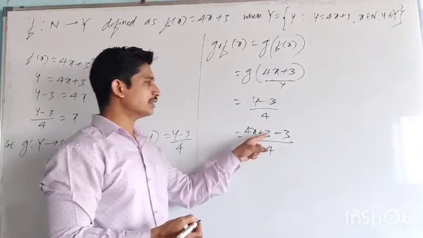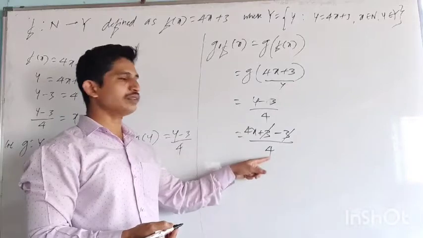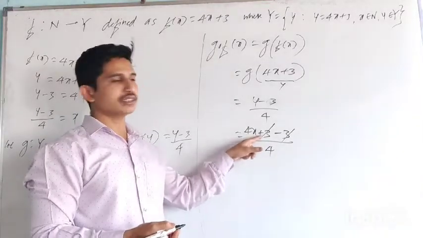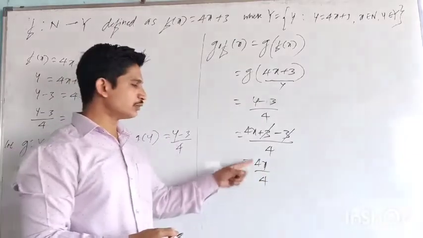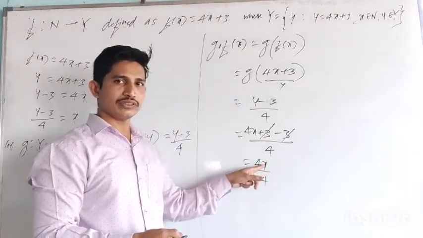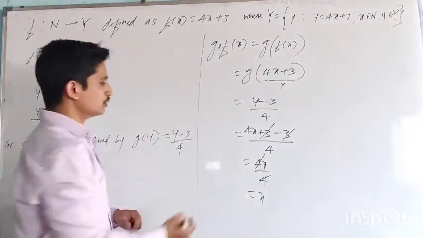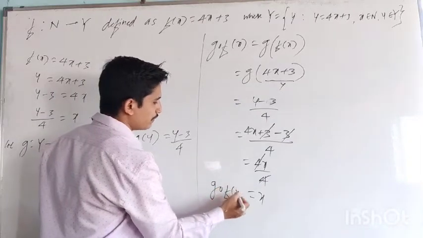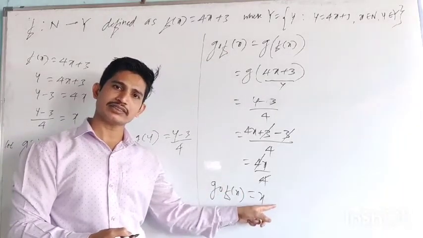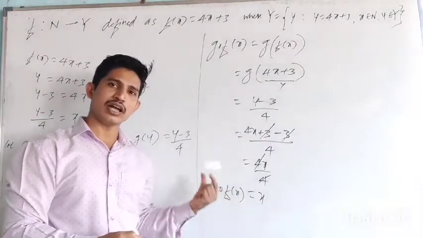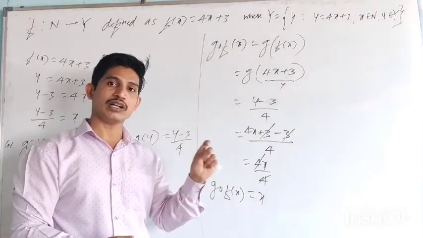So first of all cancel this plus 3 and minus 3. But you can't cancel this 4 and 4 directly, because the plus sign is there. So in the next step, write 4x divided by 4. Now we can cancel the 4 and 4 because multiplication is there. The 4 and 4 get cancelled and the answer comes out x. So g composition f of x is coming x. For the x value, the answer is coming x. That's why this function is called the identity function. If x is x, y is y, z is z, then they are called identity functions.